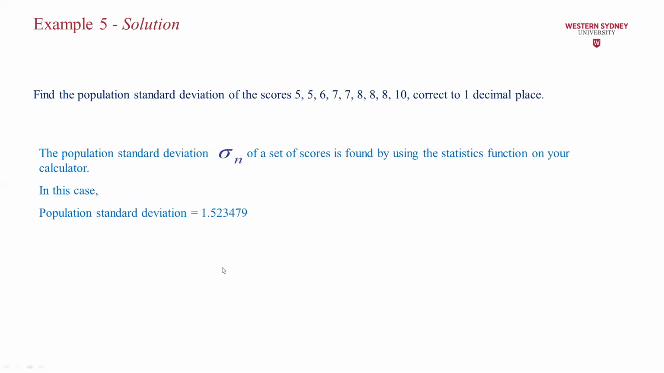The last one, find the population standard deviation of these scores. Again, even though the question asks for the answer to 1 decimal place, I'm showing you a number of decimal places so you can make sure that you've got it correct in your calculator. Writing it to 1 decimal place, the answer would be 1.5.